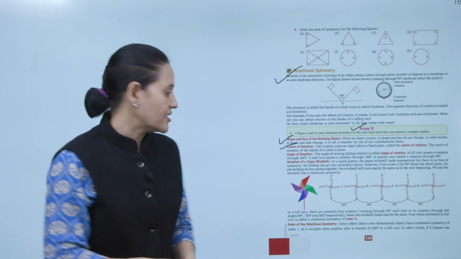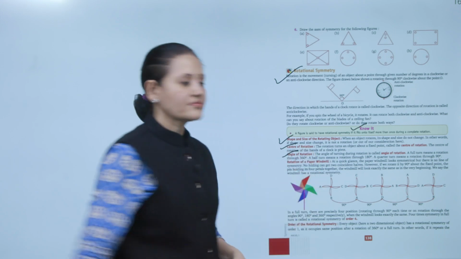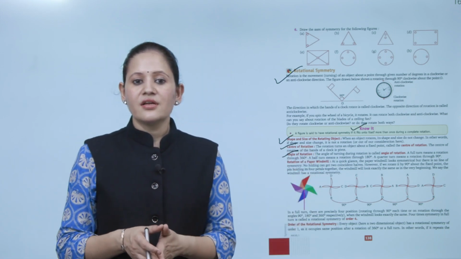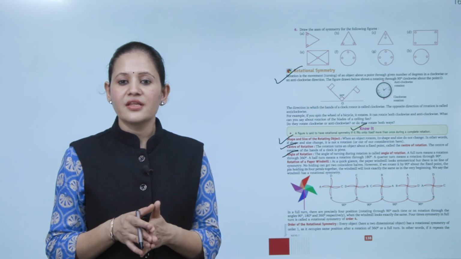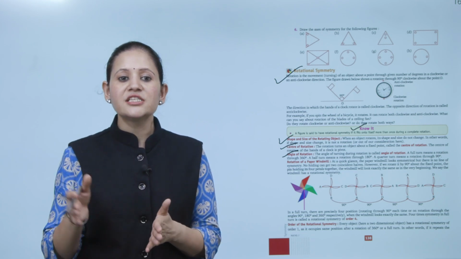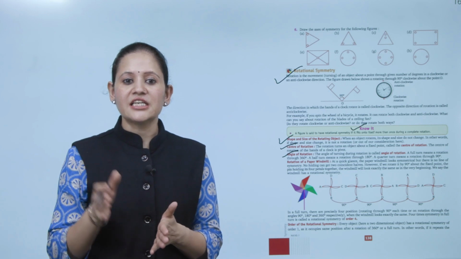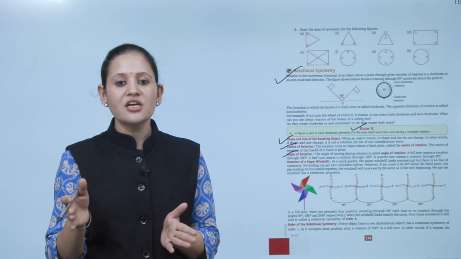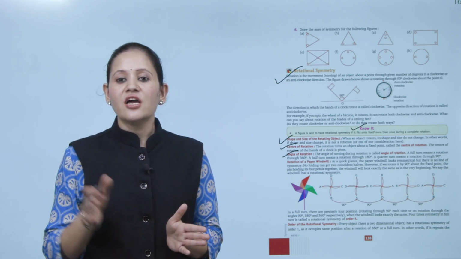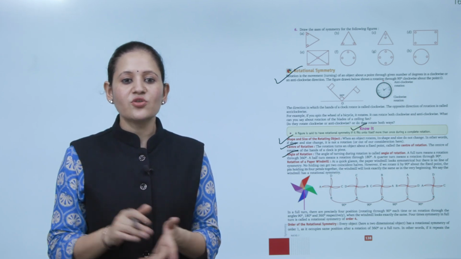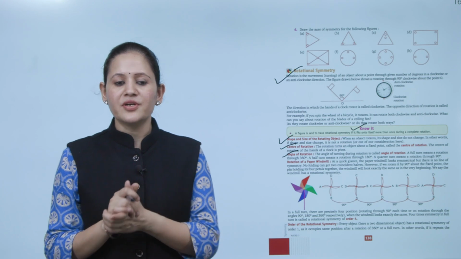Next is angle of rotation. The angle of turning during the rotation is called the angle of rotation. A full turn means the rotation through 360 degrees. A half turn means the rotation through 180 degrees. A quarter turn means the rotation through 90 degrees. Next is rotation of a paper windmill.